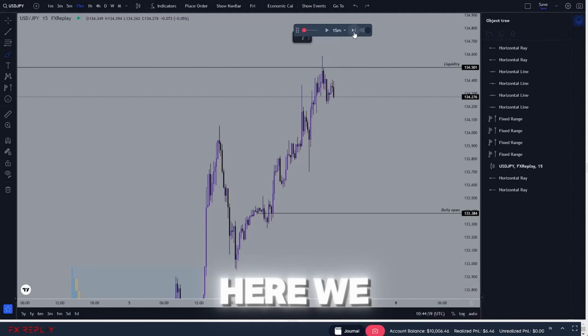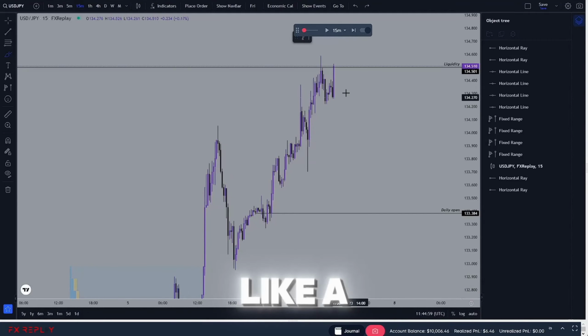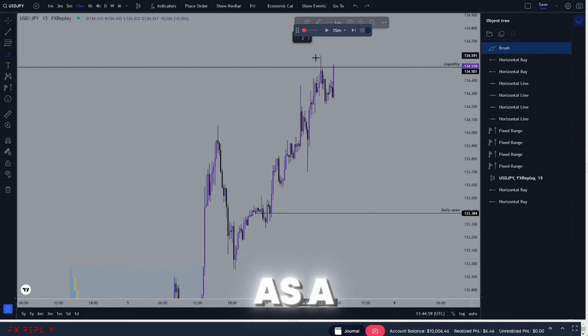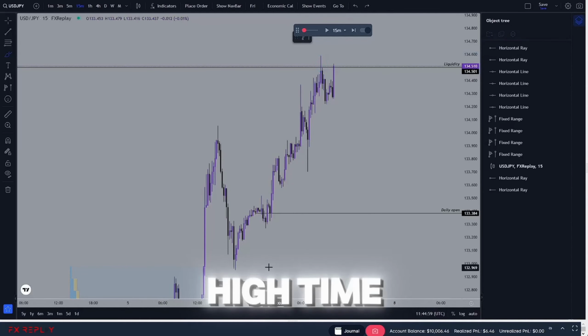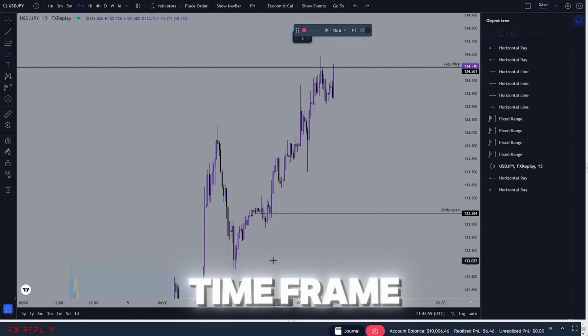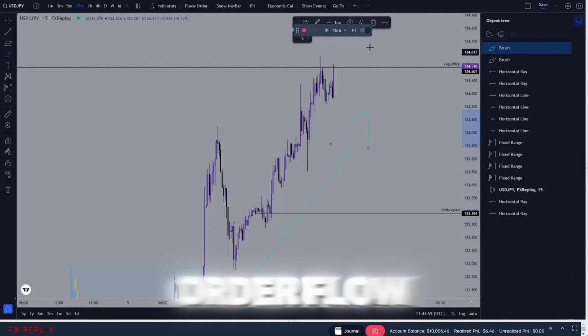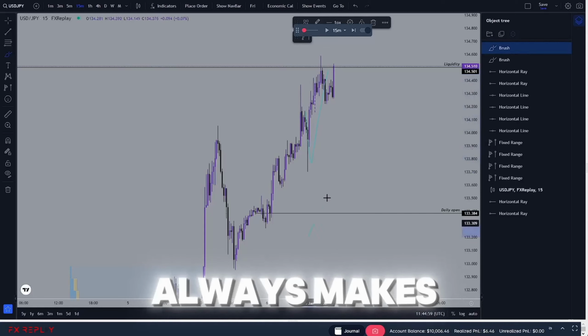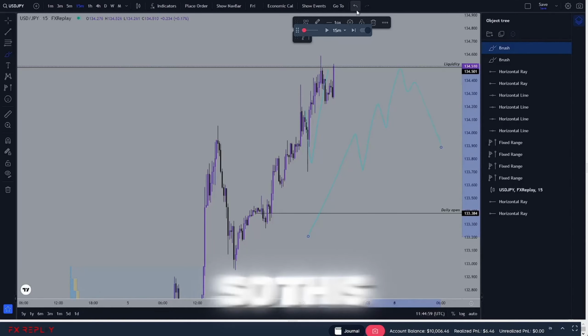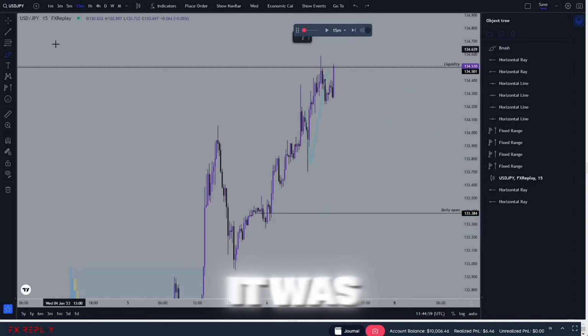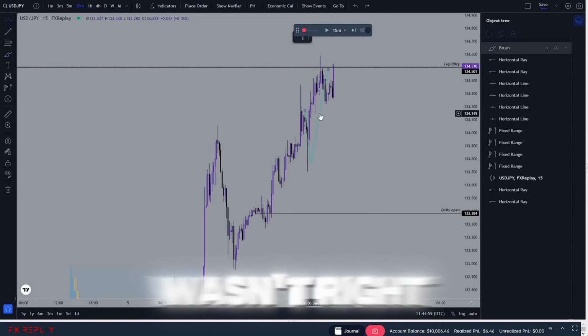Here we have, as I said, a lot of people would see this as a liquidity sweep. It's not right. You have to identify the high time frame, or see the picture in the high time frame. It was bullish order flow. We had the retracement already, we have the impulsive move. Normally it always makes impulsive, retracement, impulsive, retracement, and then we have the last move. So it was clear for me that this sweep just wasn't right.